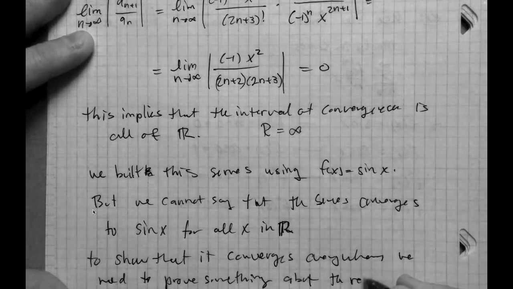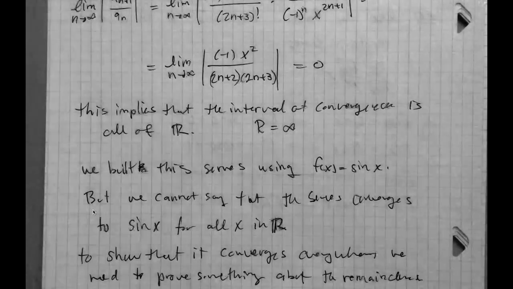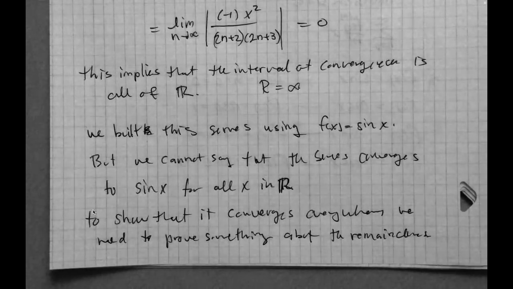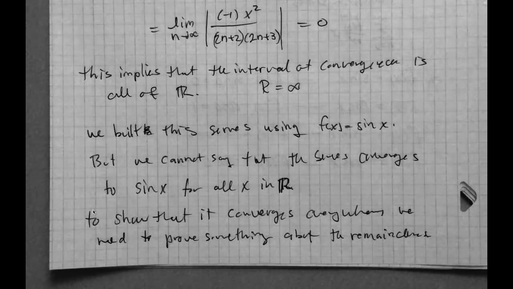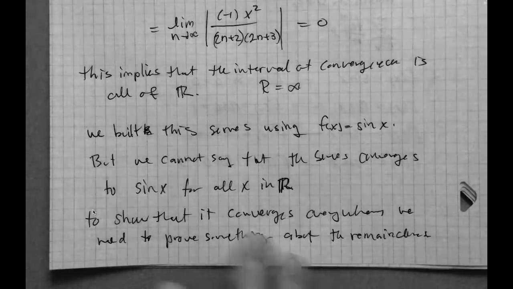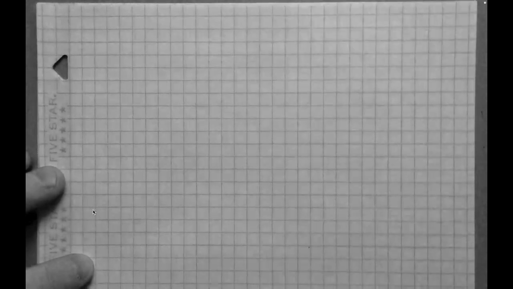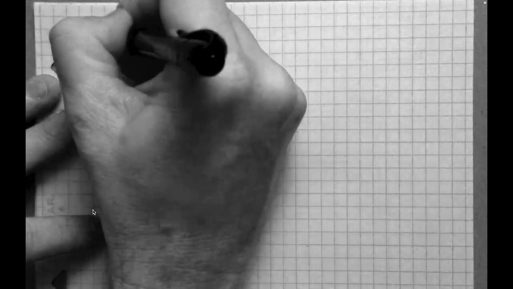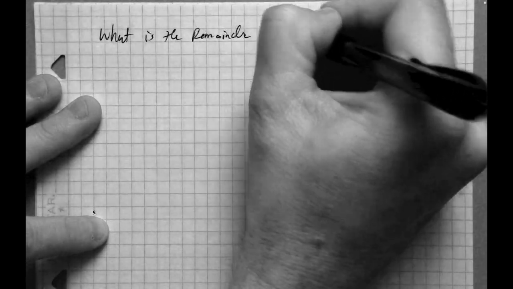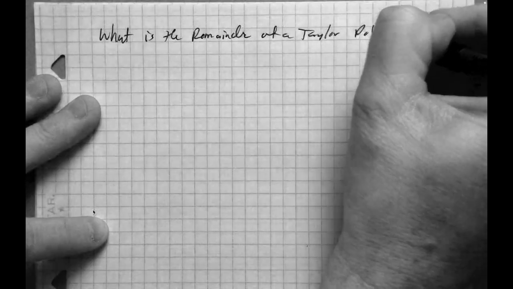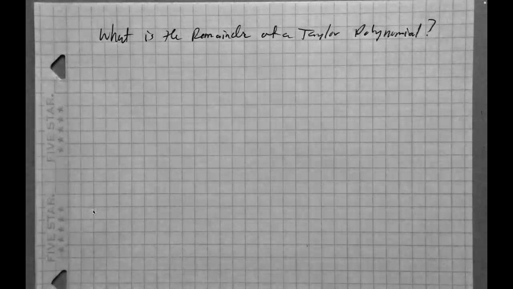about the remainders. When we have a Taylor polynomial, you may recall that it's an approximation. And as we move off of the center, the approximation becomes less and less precise, so less accurate. And so what we need is to discuss quickly what we mean by the remainder of a Taylor polynomial. Okay, what is the remainder of a Taylor polynomial?